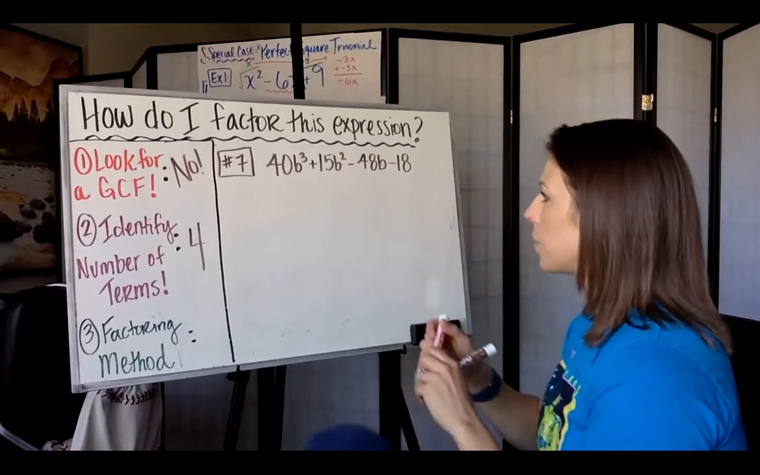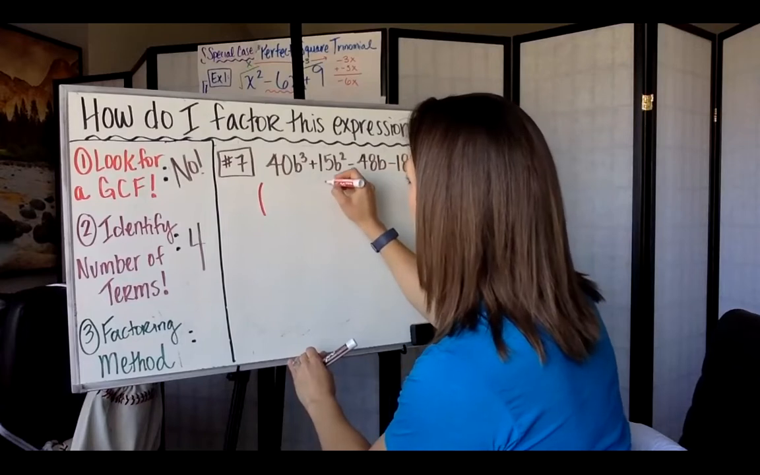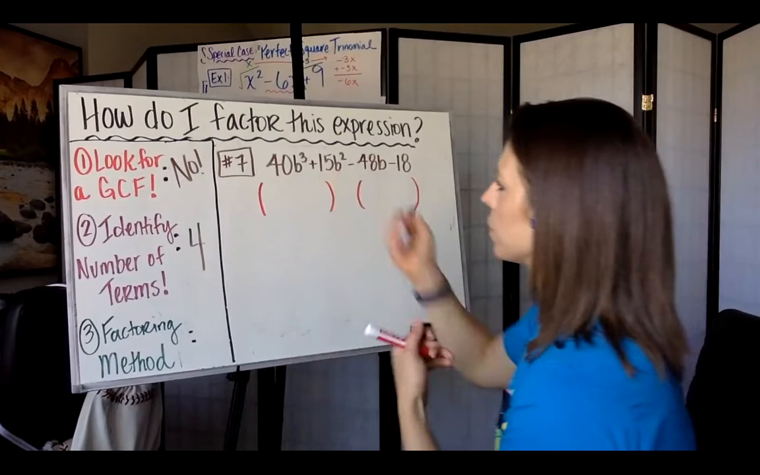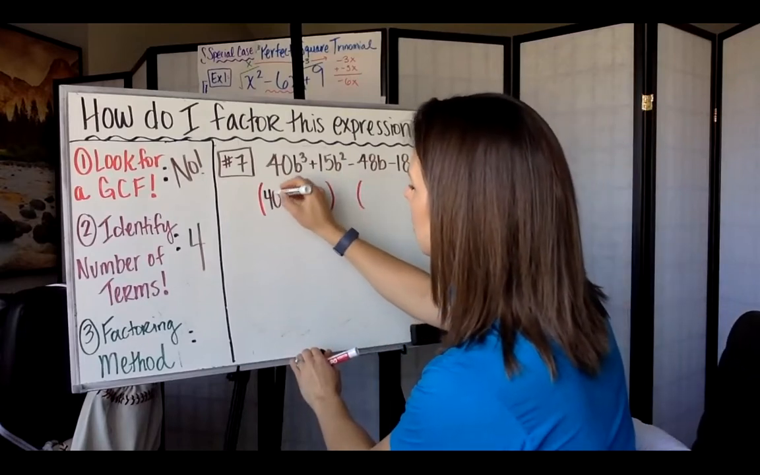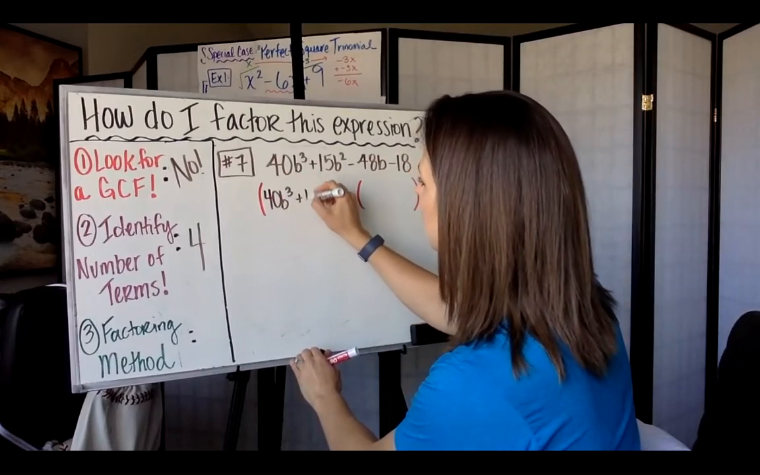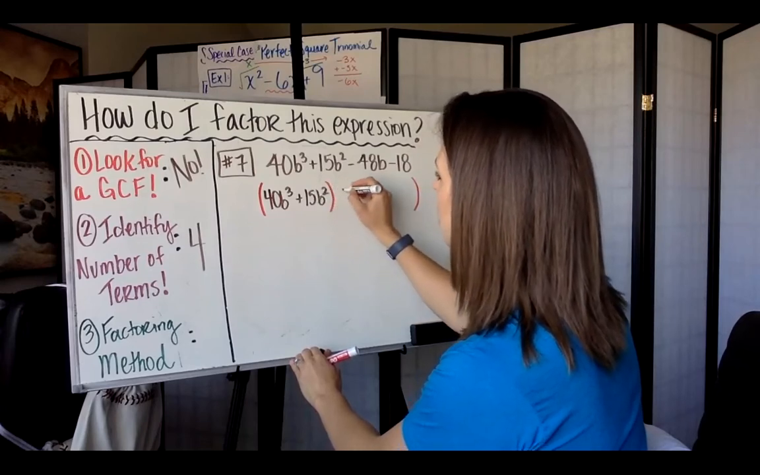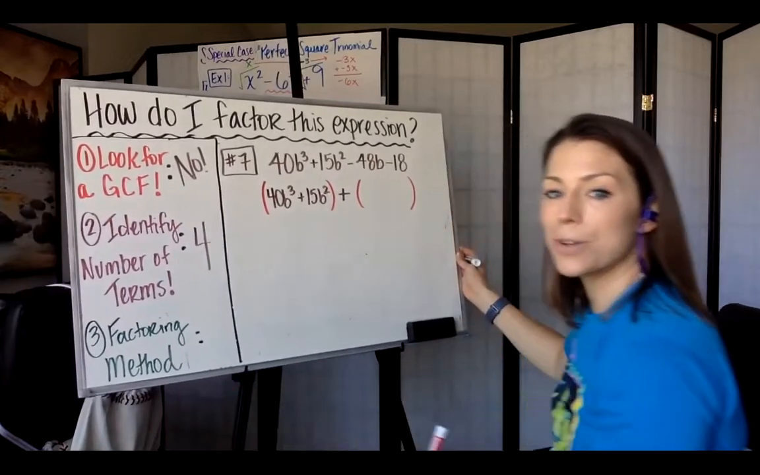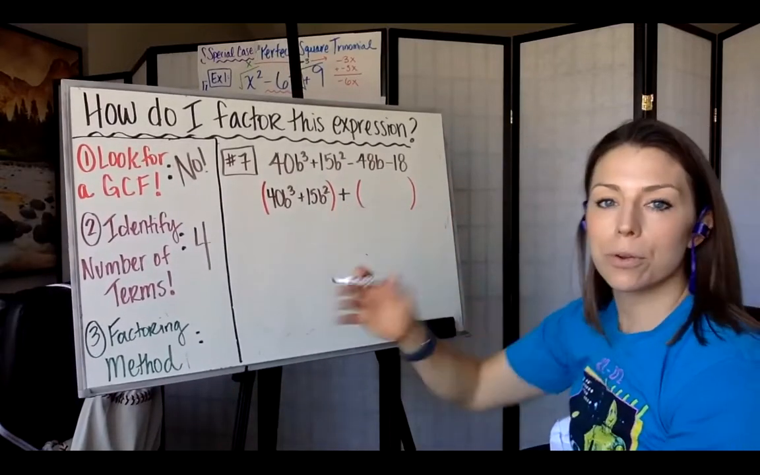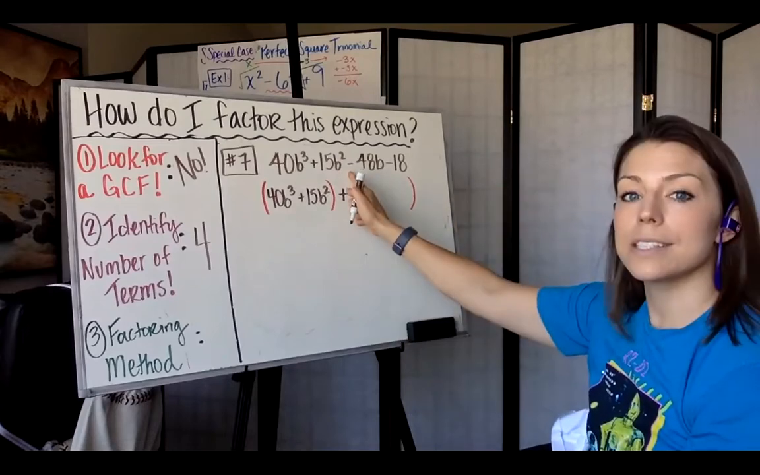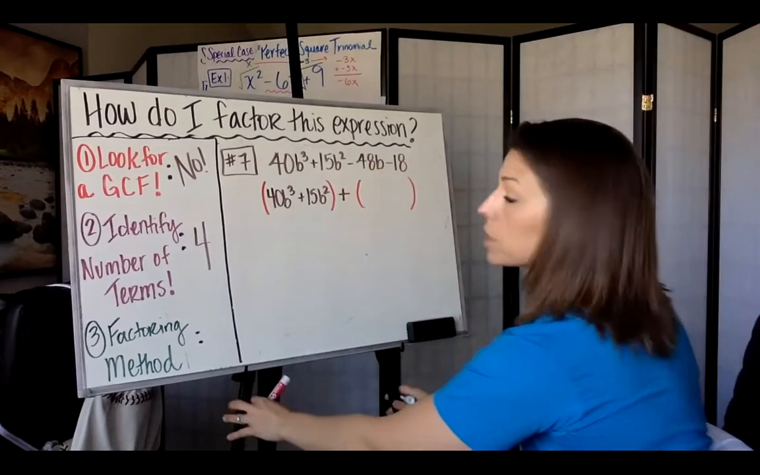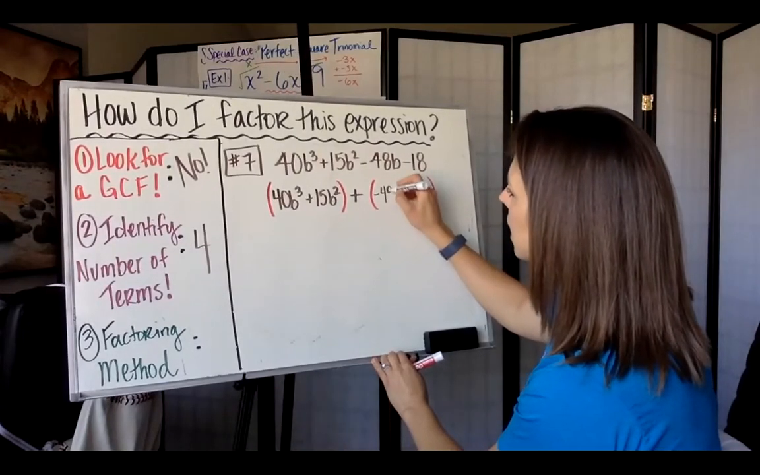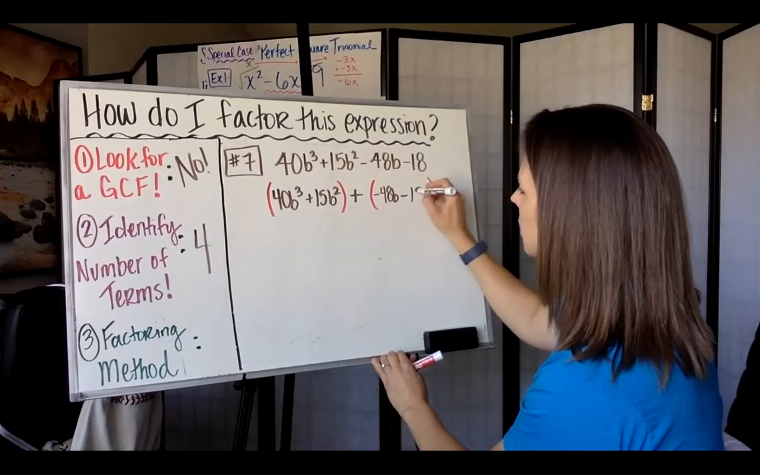Step 1, let's go ahead and put our 2 groups in. So first 2 terms go in the first group, 40b cubed plus 15b squared. Remember, when we're doing our grouping, you can only put groups in if it's a sum. So because this is subtraction, that negative goes with that second term. I'm going to turn this a little bit so you can see it better. So inside our second group is negative 48b minus 18.